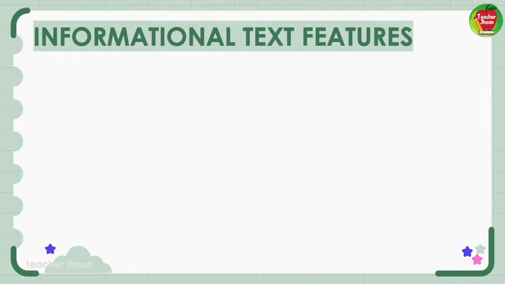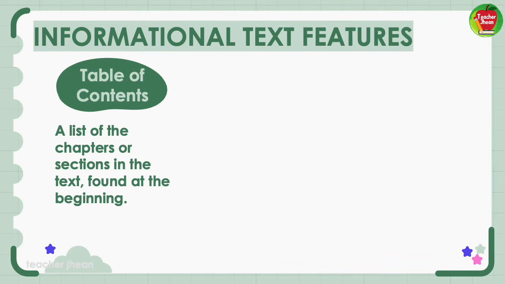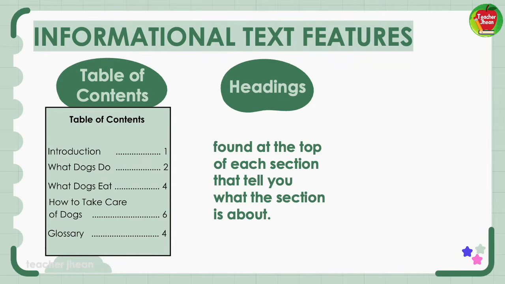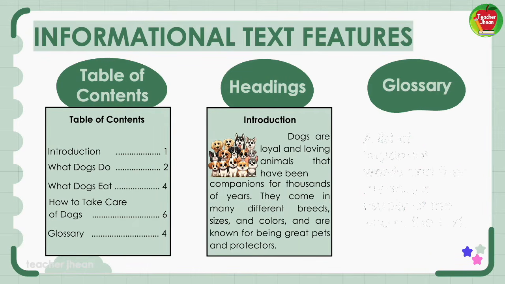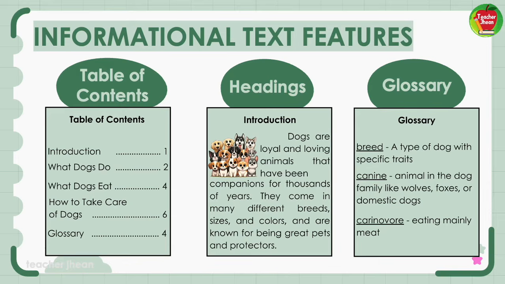Informational texts often have special text features like the table of contents. It's a list of chapters or sections in the text found at the beginning. It helps you find what you're looking for. Headings are found at the top of each section and tell you what the section is about. And the glossary is a list of important words and their meanings, usually at the end of the text. It helps you understand new words.